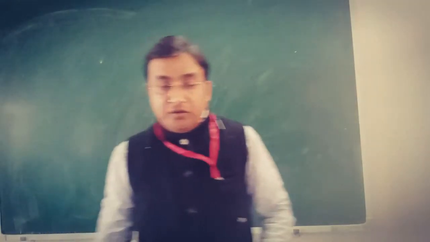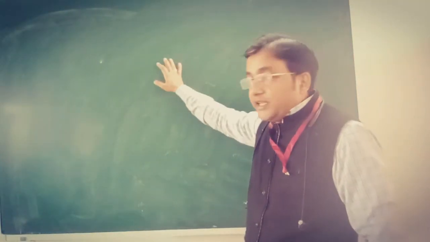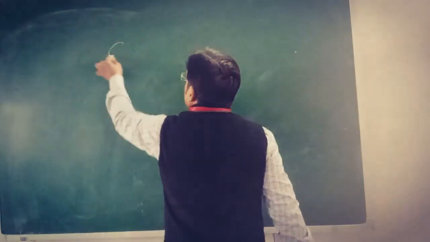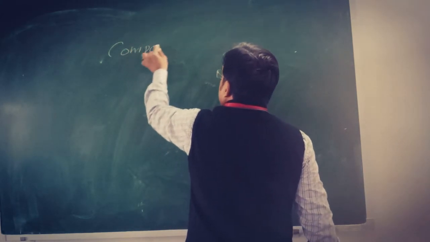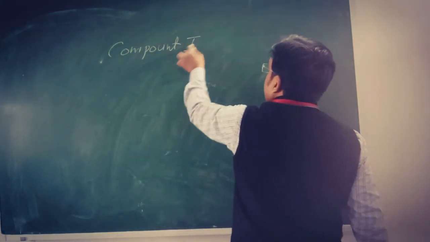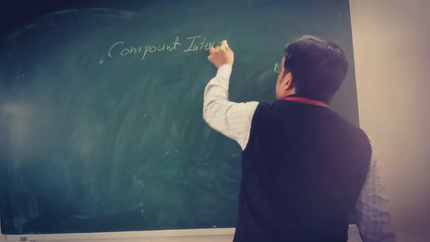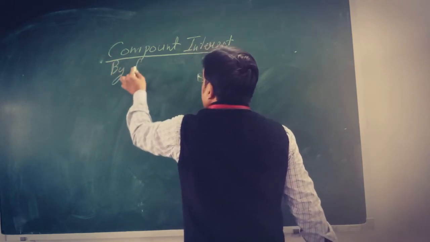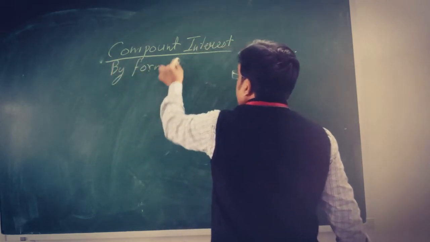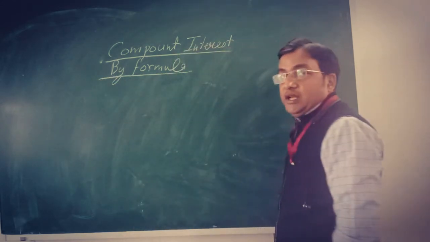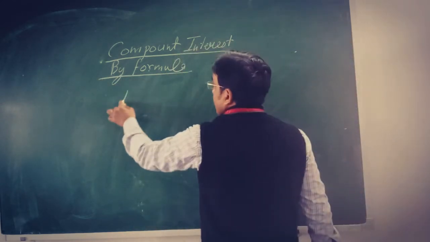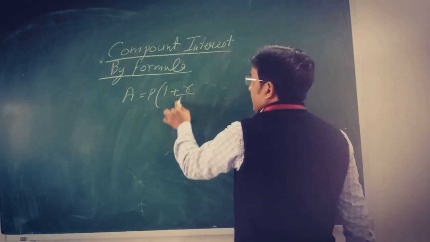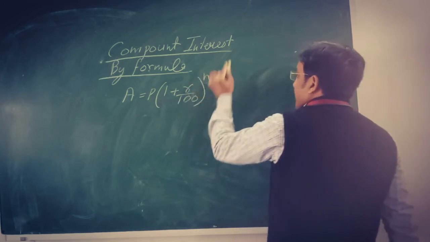Now I'm going to explain the second method for finding compound interest. That is the formula. Compound interest by formula. The formula is this: A equals P into (1 plus R over 100) raised to the power n.